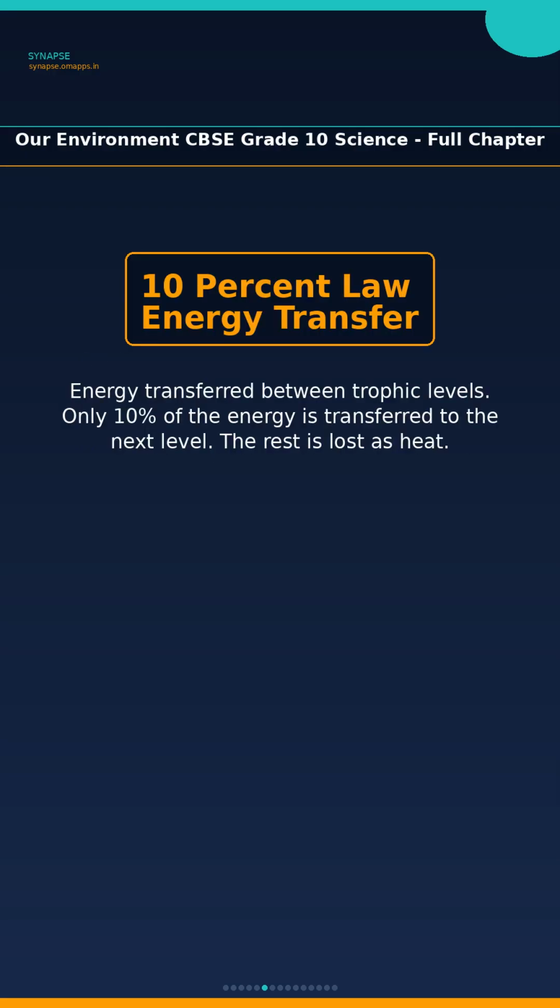Here's the 10% law. This means that only 10% of the energy is transferred to the next level in a food chain. The rest is lost as heat. So, if a plant has 1000 units of energy, the animal that eats it only gets 100 units. Remember this, it's a common exam question.